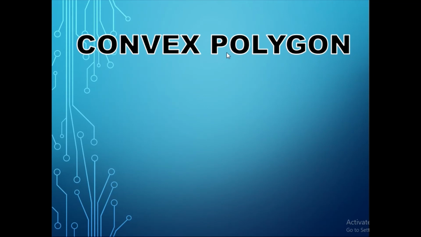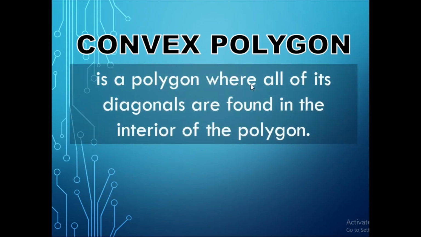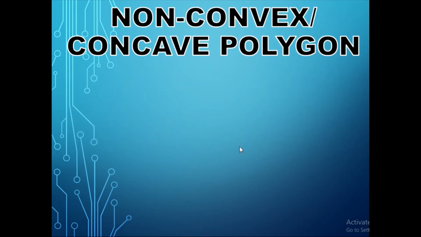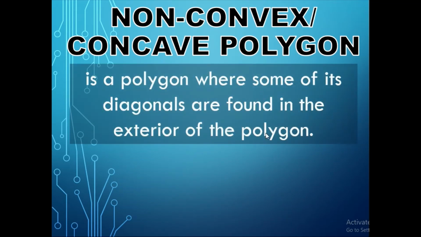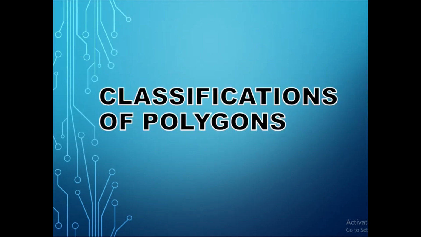So we define a convex polygon as a polygon wherein all of its diagonals are found in the interior of the polygon. And a non-convex or a concave polygon is a kind of polygon wherein some of its diagonals are found in the exterior of the polygon. We can also classify polygons according to the number of sides or the number of interior angles that they have.